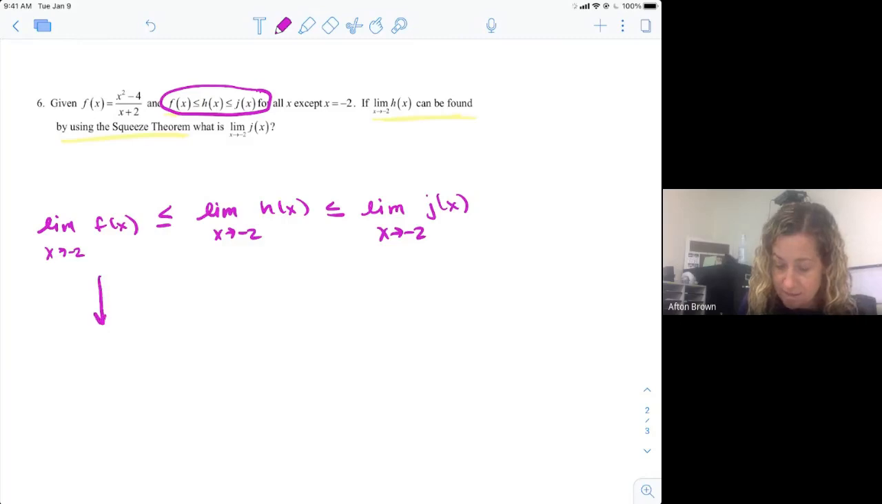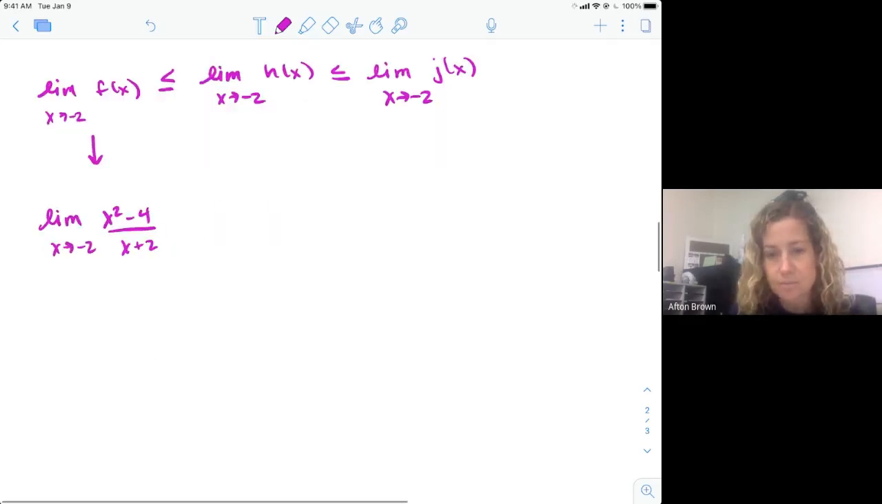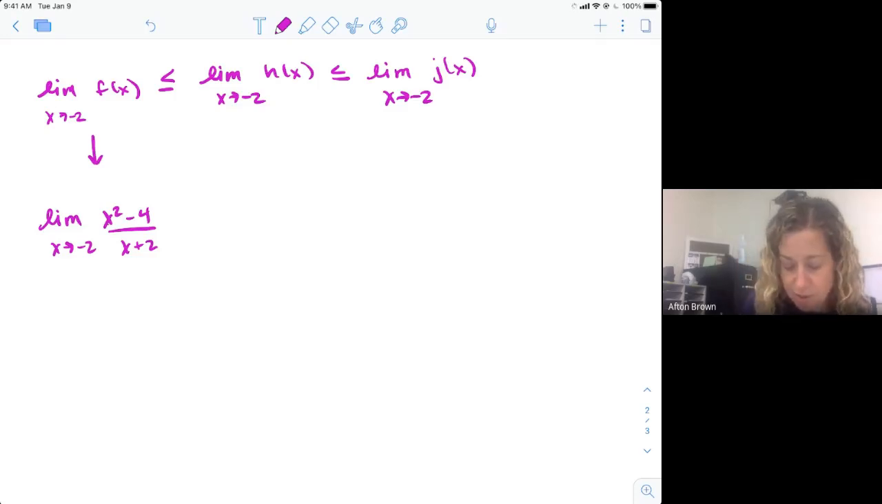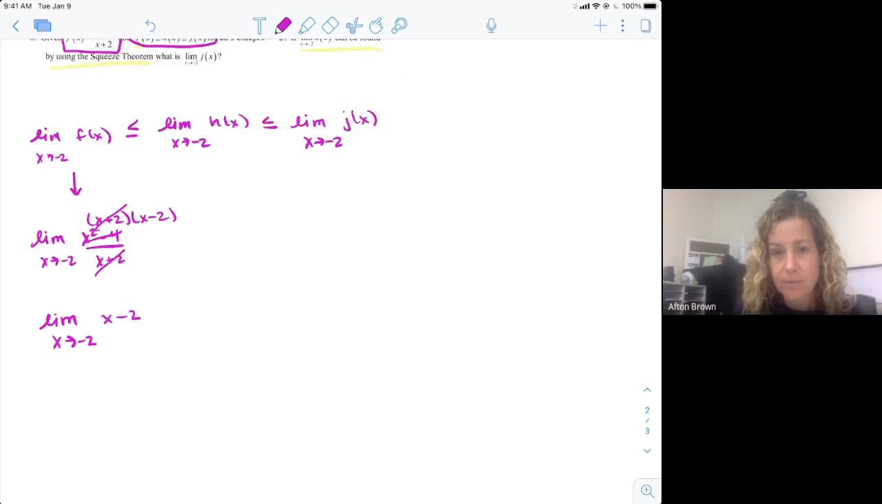They told us that this side, did they tell us? Oh, they didn't tell us, but we know this function. So we can evaluate this limit. The limit as x goes to -2, they gave us the f of x function. So I'm just going to take the limit of that function. Can we plug in -2? No. So we factor. The numerator can factor as an x plus 2 and an x minus 2. So the x plus 2 can cancel. So this side reduces to the limit as x goes to -2 of x minus 2. Can we plug in -2 now? Right, we're good. So we're going to get -2 minus 2, so that side is -4.